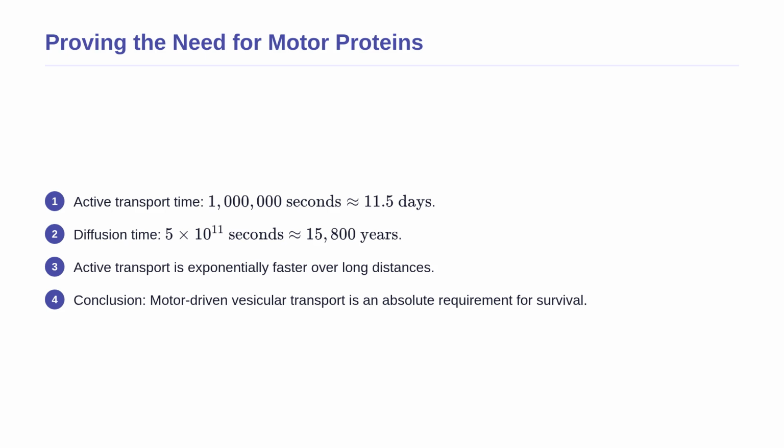5 × 10¹¹ seconds is roughly 15,800 years. If your nerve cells relied on diffusion, it would take thousands of years just to wiggle your toe. This massive mathematical difference perfectly illustrates the physical limits of random molecular motion. It proves that the active, motor-driven vesicular transport system is an absolute requirement for the survival of large, complex organisms.